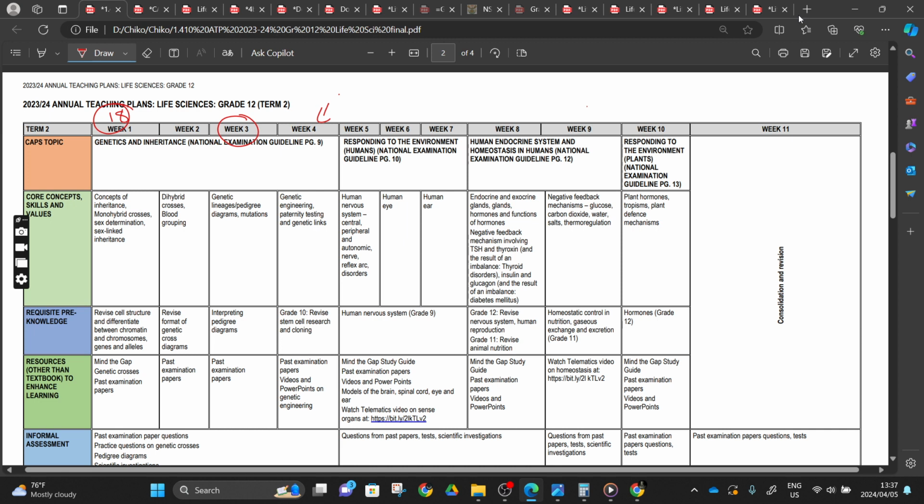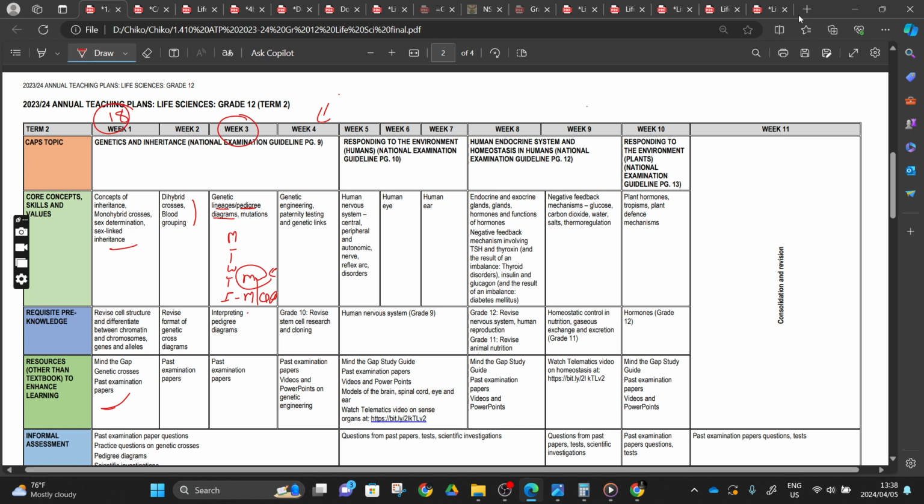Previously we did the concept of inheritance, monohybrid crosses, and sex determination. We did past examination papers, and then we did dihybrid crosses and blood grouping. We did genetic lineages, pedigree diagrams, and then we did mutation. You still remember our plan, Monday, Tuesday, Wednesday, Thursday, Friday. So Friday we said that we are going to do mutation, and we are also going to do questions that are related to mutation, since we did mutation yesterday. If you missed my previous video, guys, go back and watch it. Then today we'll be familiarizing ourselves with the questions that they ask us on mutation, right?